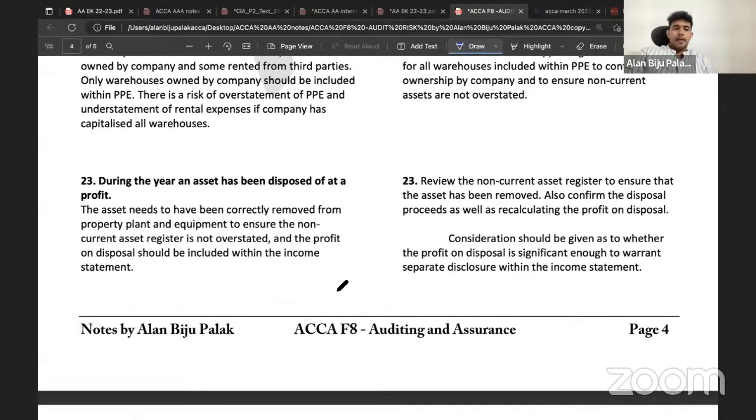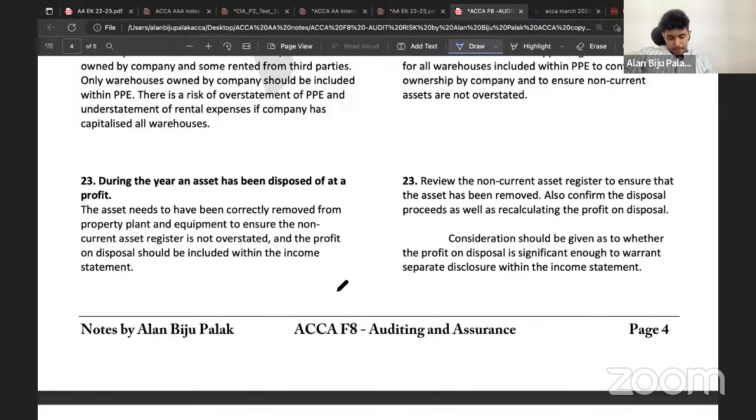Yes. Then the company has disposed of an asset at a profit. When a company has disposed of an asset at a profit, the asset has to be removed from the non-current asset register, and the profit on disposal should be included within the income statement. The risk is that this might not be done appropriately, leading to overstated PPE and overstated profit in the statement of profit.